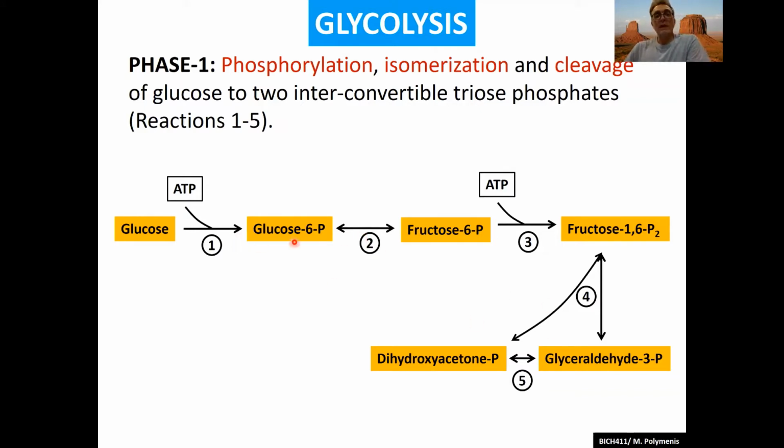And we also have a cleavage reaction, a carbon-carbon cleavage reaction. This is reaction 4, where we have a 6-carbon unit, fructose, in this case, broken up in 2 3-carbon units. And that will conclude phase 1. Well, actually, what concludes phase 1 will be the isomerization after that.